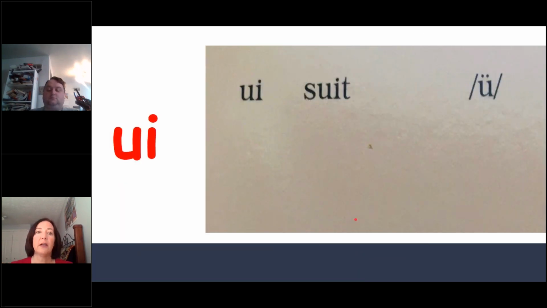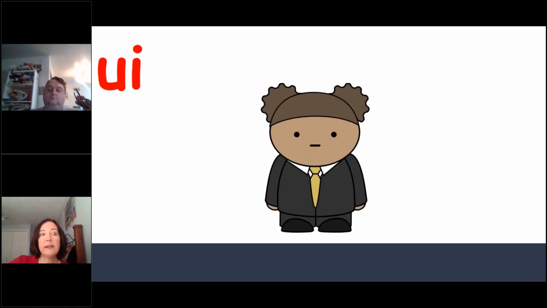UI is another vowel digraph. This one's a little simpler again. UI says ooh, as in the word suit. Sound card says UI suit, ooh. Your brain is thinking UI suit, ooh.